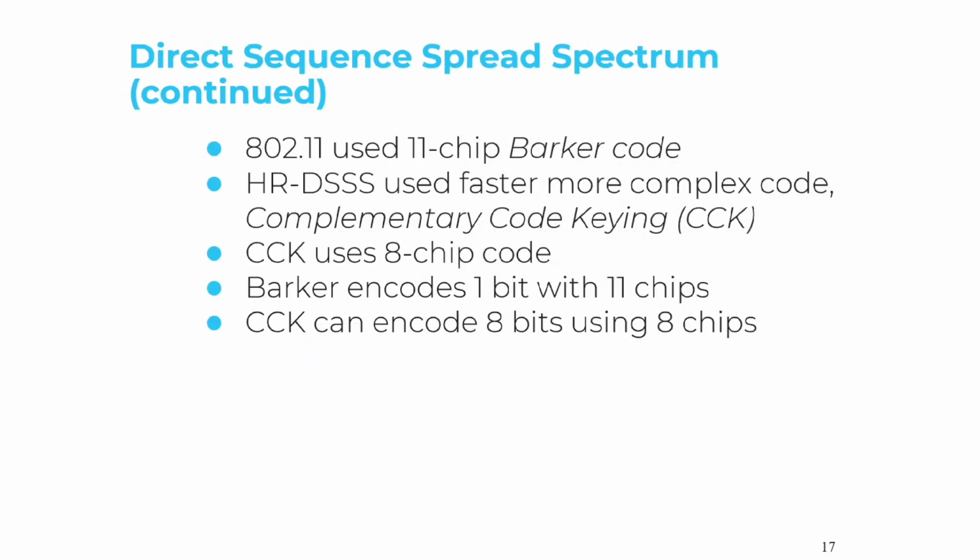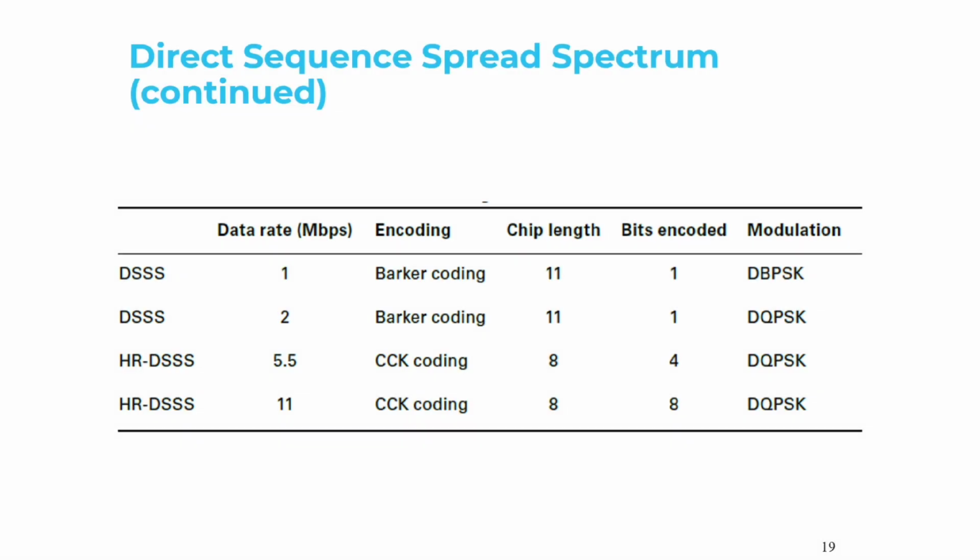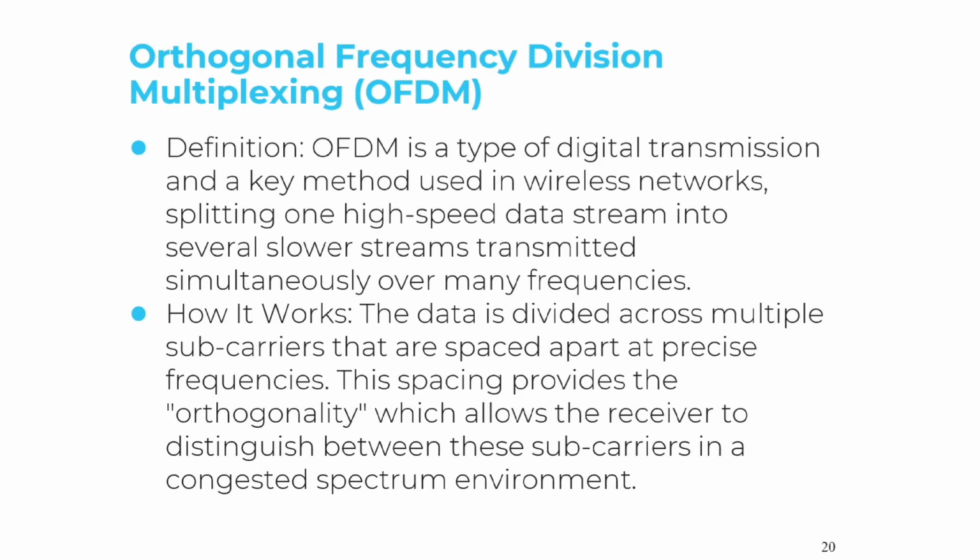What I really want you to remember here is 802.11b, which was able to provide higher data rates, due to the HR-DSSS that adds the more complex complementary code keying. So instead of 11, it uses 8 chips. In this table, with DSSS, you get 1 and 2. With HR-DSSS, we get 5.5 and 11.